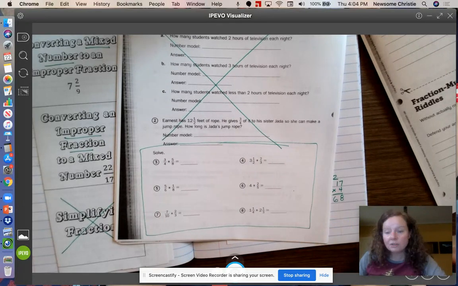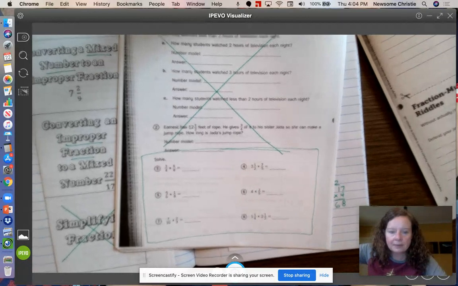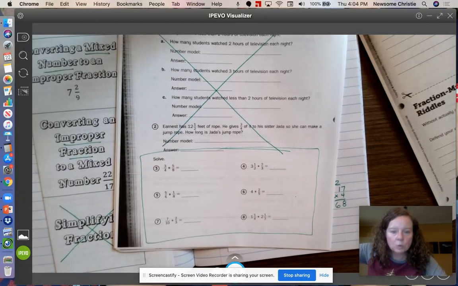If you need your calculator to help you with the simplifying or with some of the multiplication facts, it's fine. Go ahead and do that. I do want you to give this a shot, though. All right. Thank you.